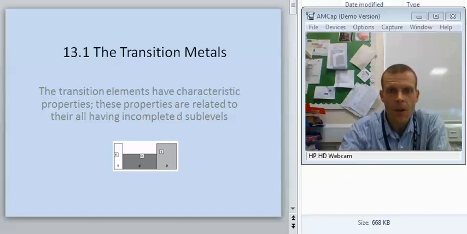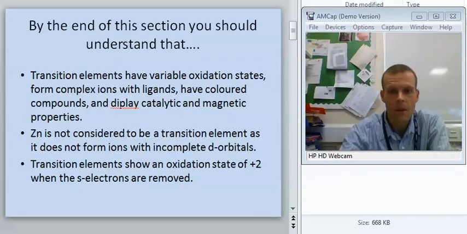A high level section of the periodicity section. Transition elements, looking at their properties and talking about them having incomplete d sublevels. So this is what we need to know.